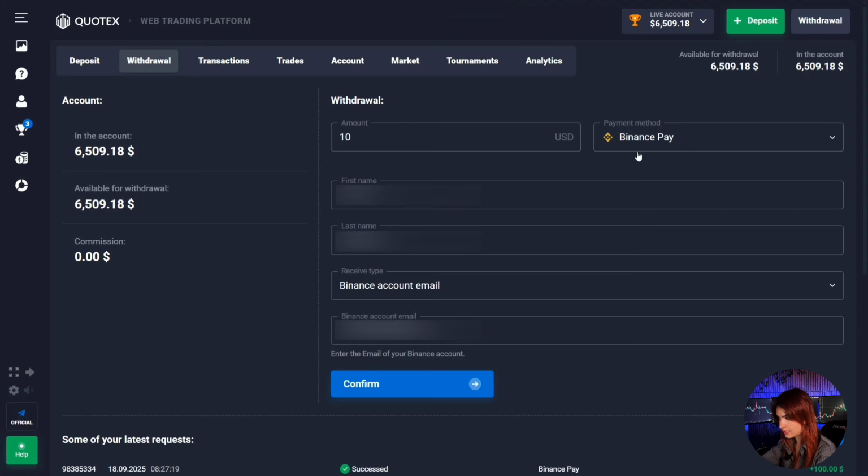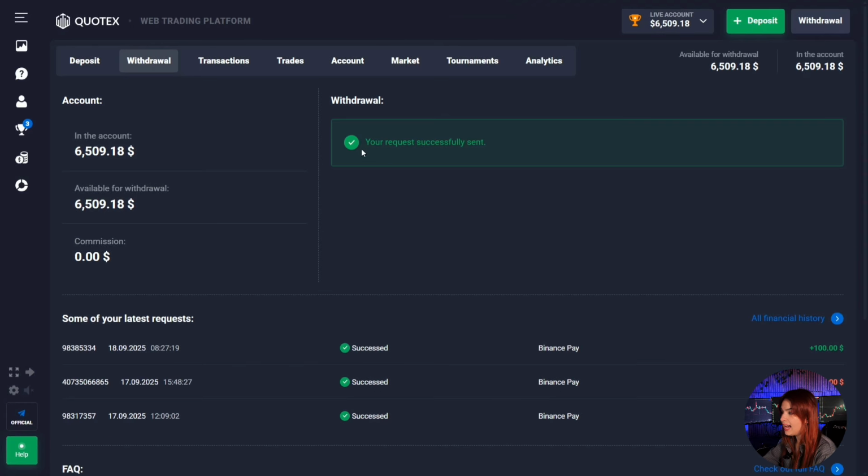Also, in this line, we need to enter the amount that we want to withdraw, guys. I will leave a request for $6,500. Therefore, I'm writing this amount here. And in the next two lines, I have written my name. Then in the next line, I have selected the Binance email account. Also in the next line I have written the Binance email account. So all our lines are filled in. Now we can click on the confirm button.